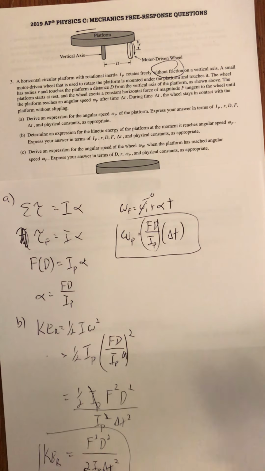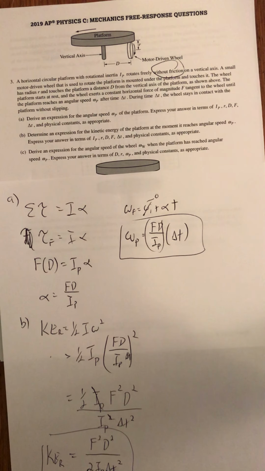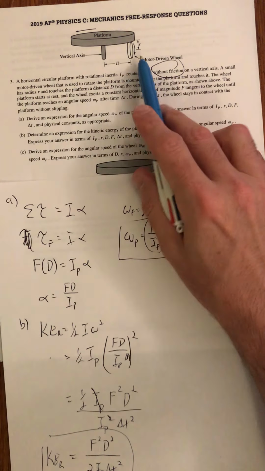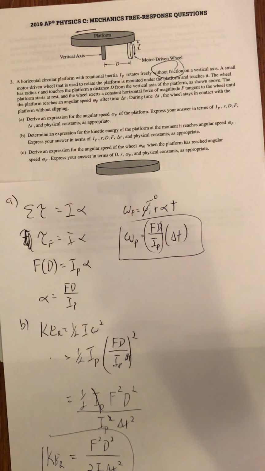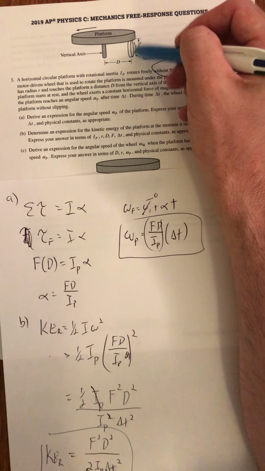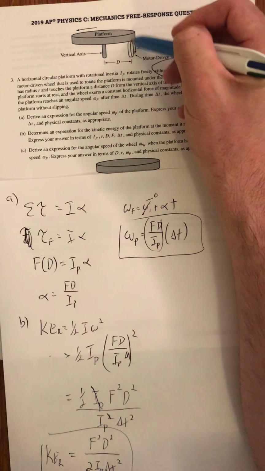Okay, here we are. Derive an expression for the angular speed of the motor-driven wheel, omega W, when it's reached... Oh, okay. So here's the thing. This has a larger radius than that does, but they're in contact, so there's no slipping there, right? So the velocities of those two points have to be identical.